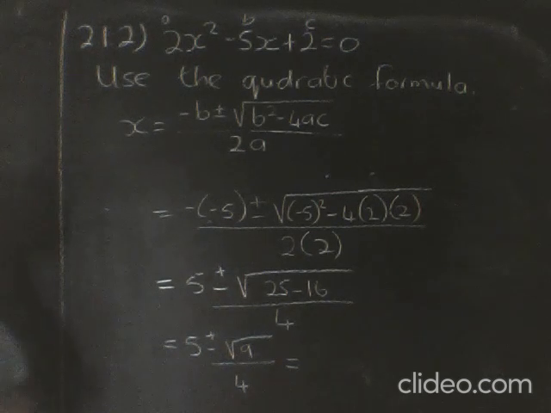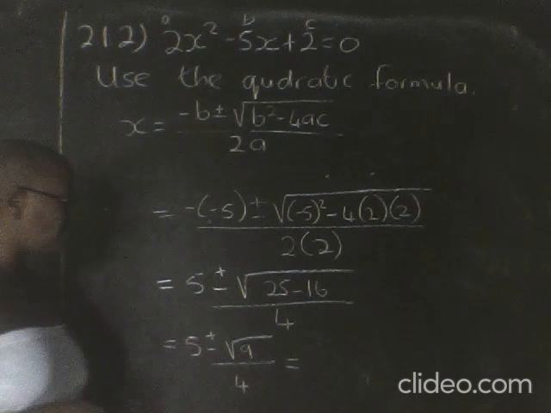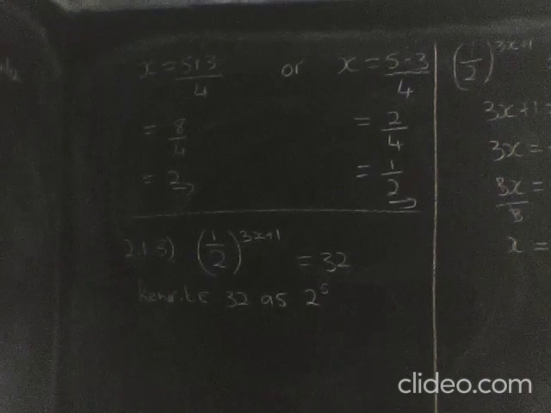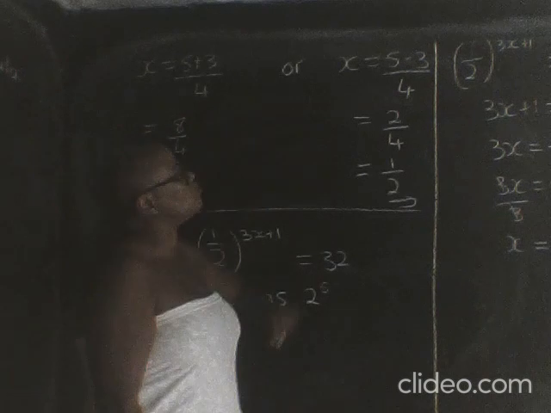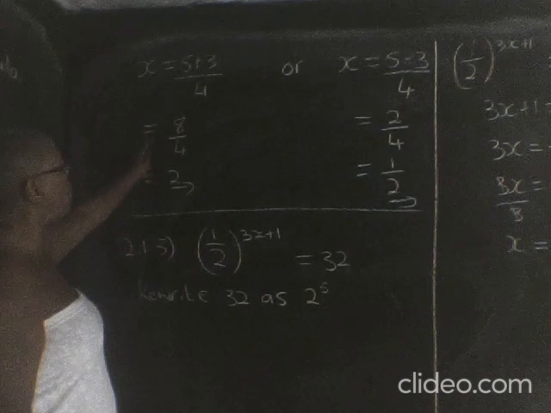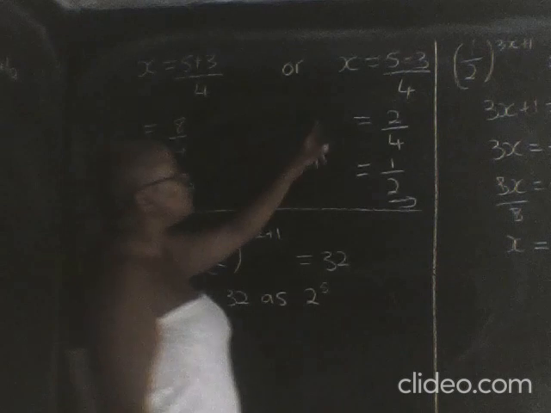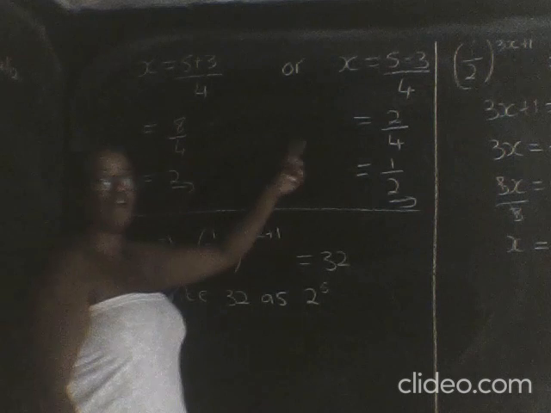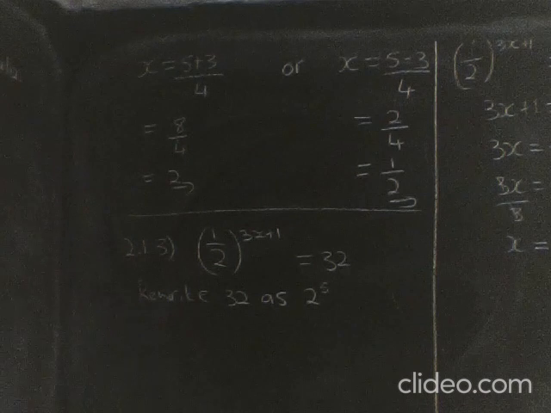Solving all of that, we get 25 minus 16 over 4. So 25 minus 16 leaves us with the square root of 9 over 4. Then x is equal to (5 + 3) over 4, or x is equal to (5 − 3) over 4. 5 plus 3 is 8, and 8 divided by 4 gives x being 2. Or x is (5 − 3) over 4. 5 minus 3 is 2 over 4, and when we simplify that fraction, we get a half. So the value of x is either 2 or a half.